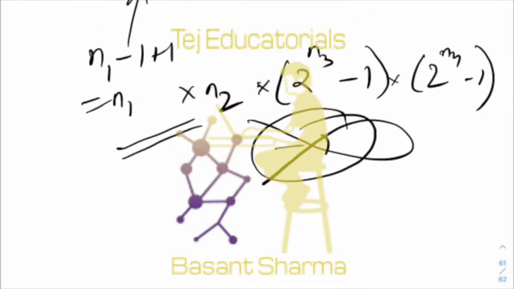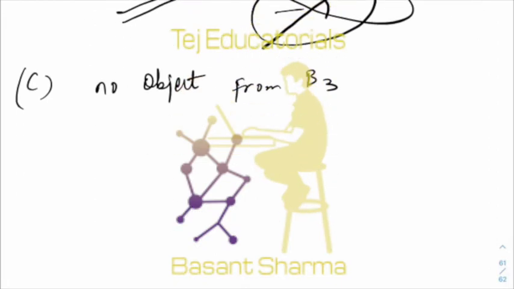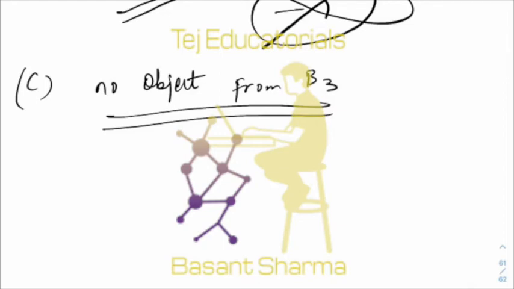Now, if I ask, find the total number of ways such that no object is selected from, let's say, B3. Now you see, if no object is selected from B3, then no condition is imposed on the remaining bags. So what are the number of ways of selecting at least 0 objects from bag 1? That is n1 plus 1. Then the number of ways of selecting at least 0 objects from bag 2 is n2 plus 1.